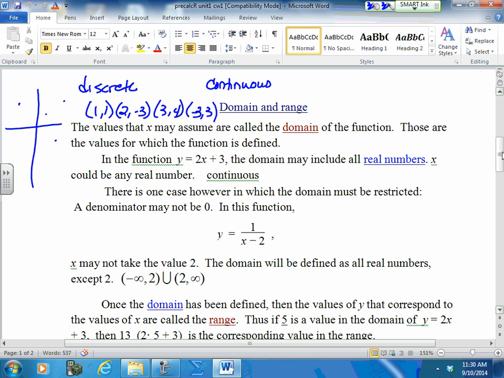When I pull out my domain, if I'm looking for the domain of this, what would my domain be? All what values? The x or the y? The x. So what are my x values? 1, 2, 3, and -3. And if I was paying attention, I'd put it in order. -3, 1, 2, 3. Okay? All the values of y are your range. So what's your range for this?